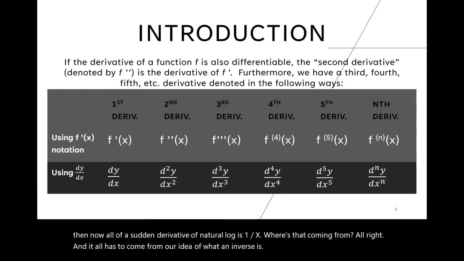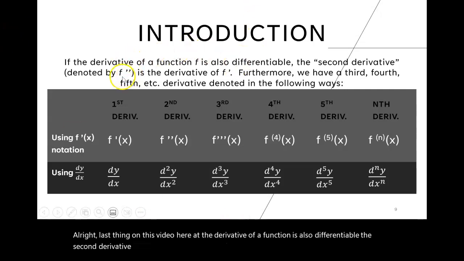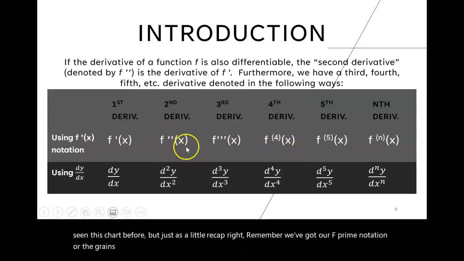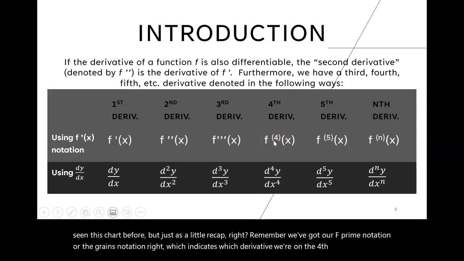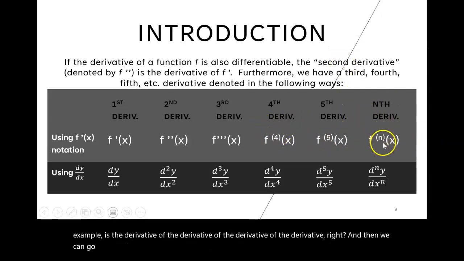Last thing on this video: if the derivative of a function is also differentiable, the second derivative, which is denoted by f double prime, is the derivative of f prime. You may have seen this chart before, but as a little recap, we've got our f prime notation, our Lagrange notation, which indicates which derivative we're on. The fourth derivative, for example, is the derivative of the derivative of the derivative of the derivative. And then we can go on and talk about the nth derivative.